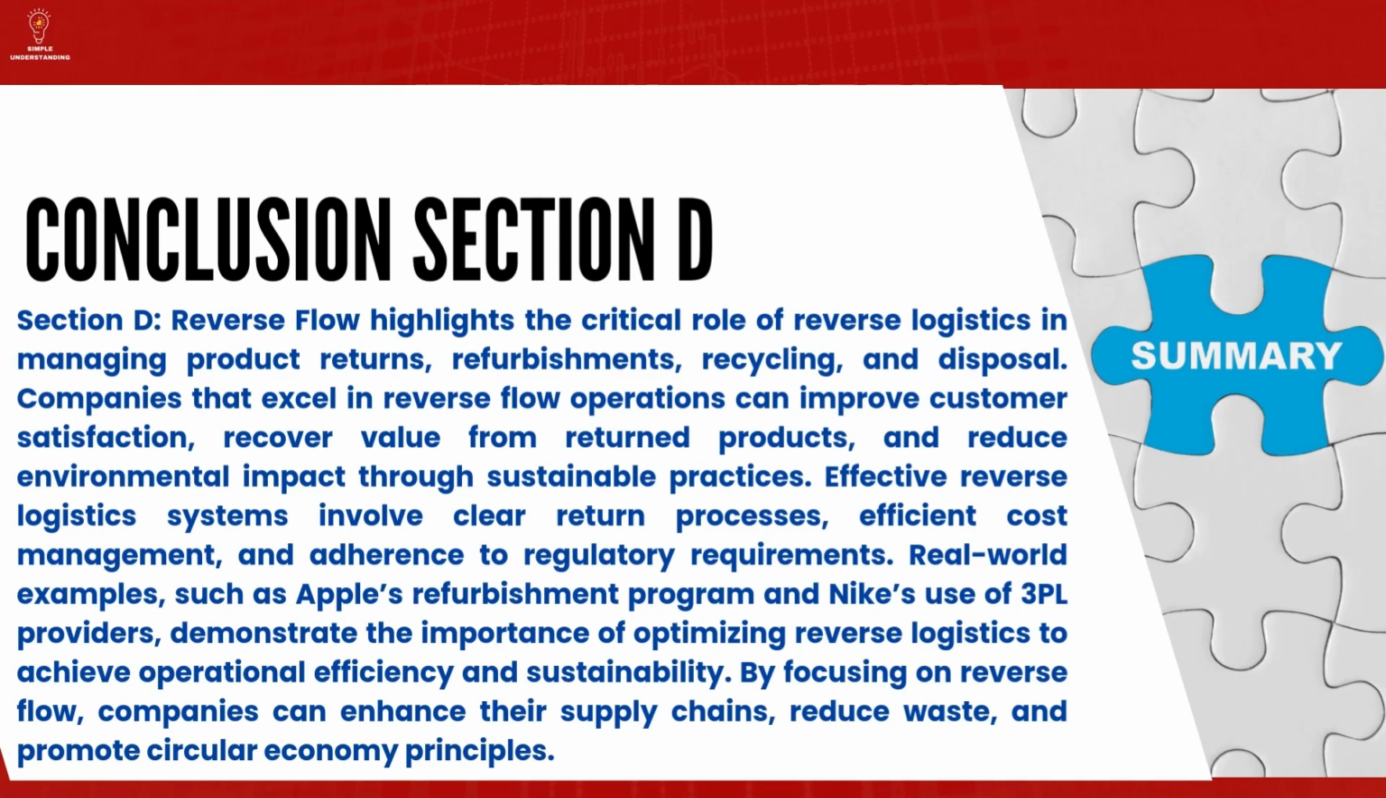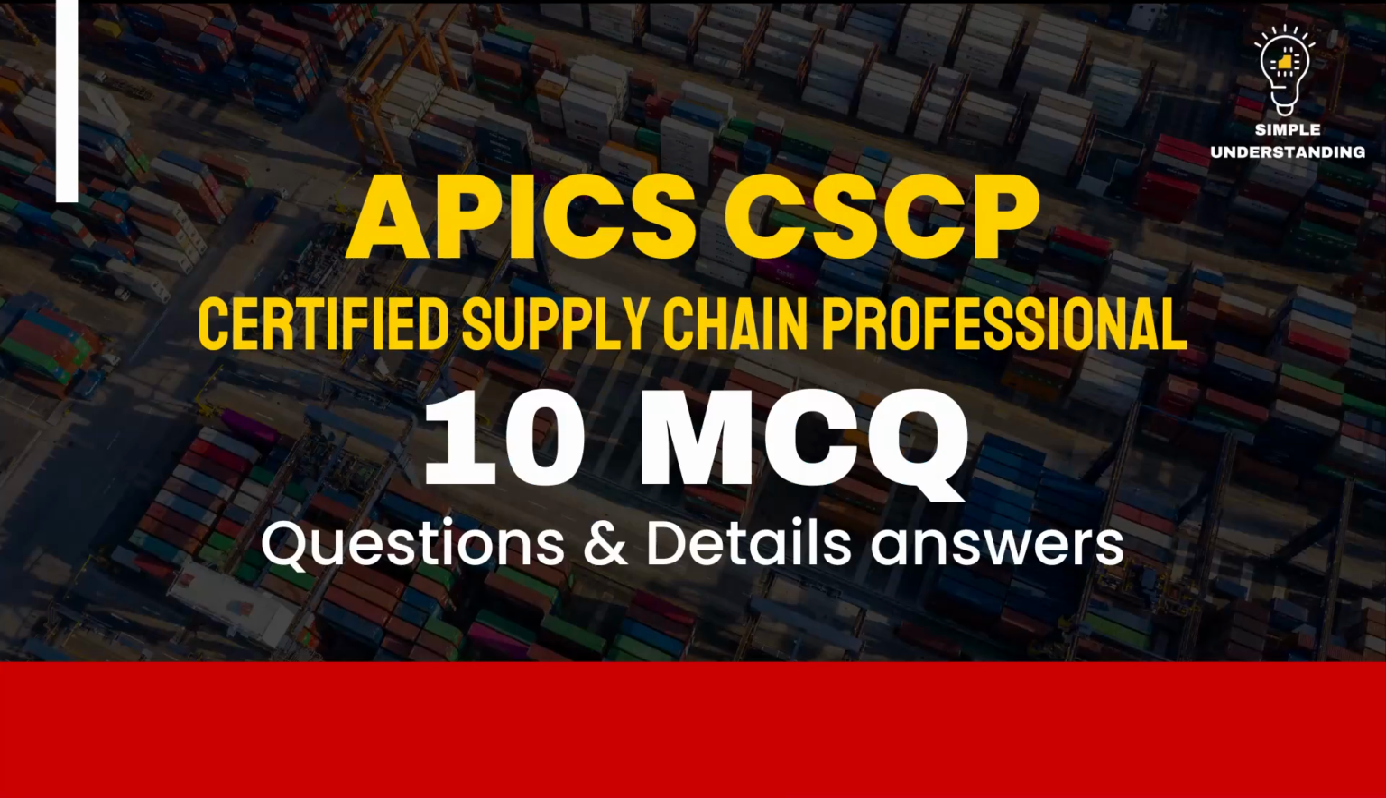Real-world examples, such as Apple's refurbishment program and Nike's use of 3PL providers, demonstrate the importance of optimizing reverse logistics to achieve operational efficiency and sustainability. By focusing on reverse flow, companies can enhance their supply chains, reduce waste, and promote circular economy principles. Let's take a small practice test for Section D.